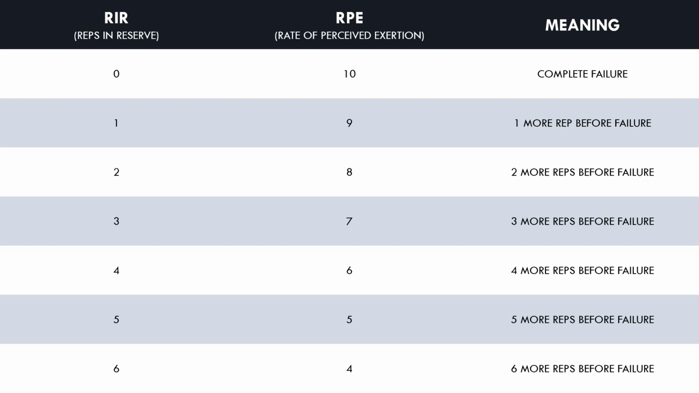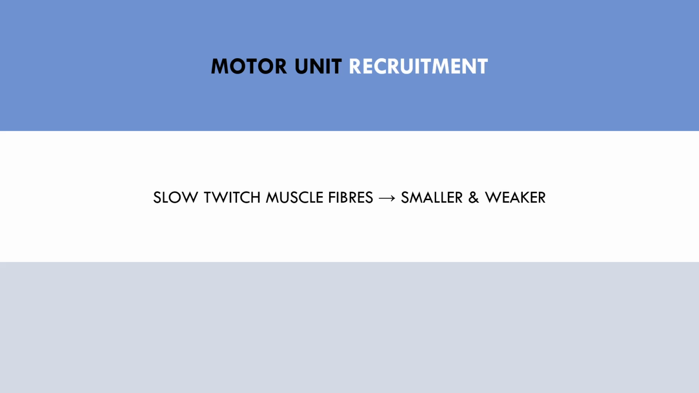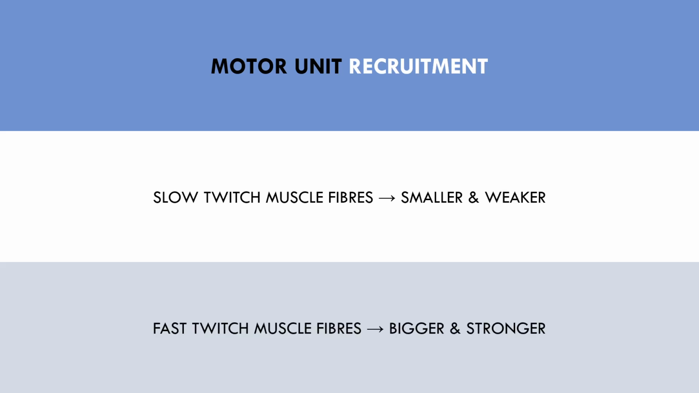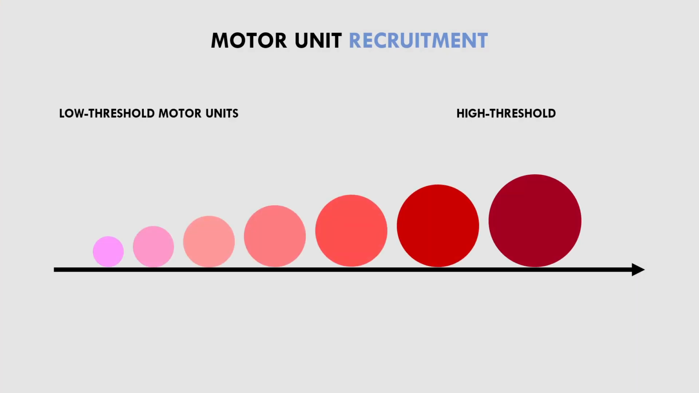To understand this, we need to have a look at the size principle of motor unit recruitment. Essentially, each muscle is composed of many different muscle fibers. Some of these are smaller and weaker fibers that are more resistant to fatigue, which are termed slow twitch muscle fibers. Other fibers are bigger and stronger, but have poor endurance capabilities, which are termed fast twitch muscle fibers. When we lift a weight, the slow twitch muscle fibers are always recruited first. So if the weight is light enough, only the slow twitch fibers are used to lift the weight initially.